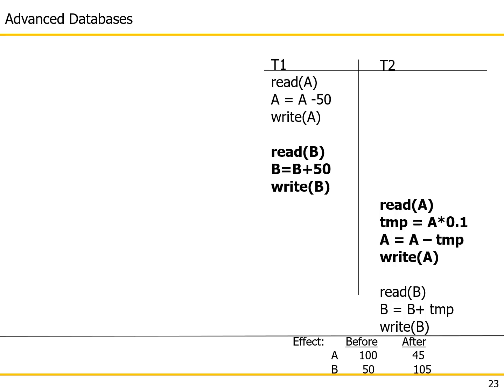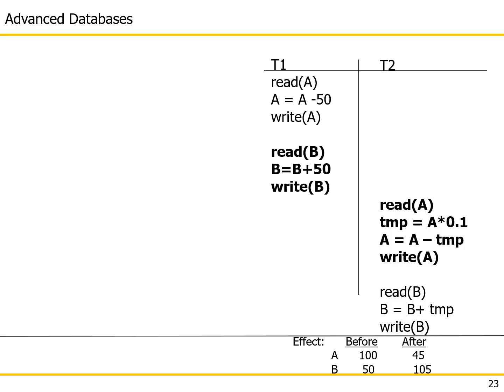Now, transaction 2: I'm reading A, finding out what's 10% of A by multiplying it by 0.1, and subtracting that 10% from A. So A now has decreased its value by 10%, and I'm writing A back. Then I read B, and I add the 10% of A to B. So if you look at the before and after scenarios displayed at the bottom of the screen, I start with A 100 and B 50.